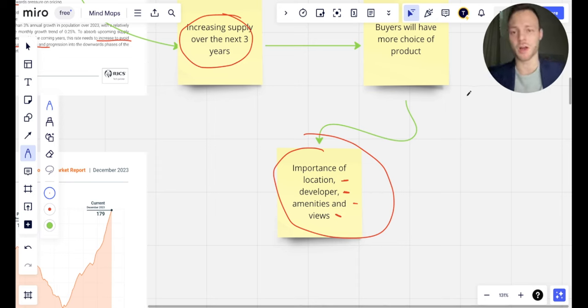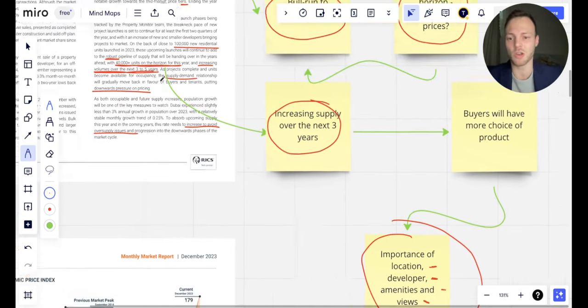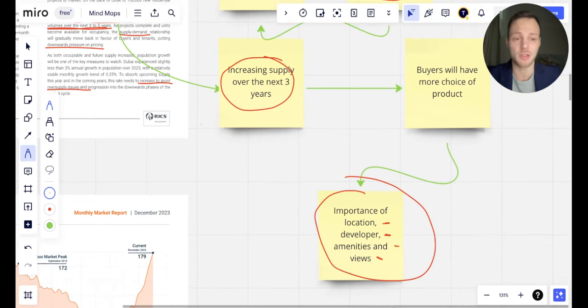This is going to become even more critical if you go and purchase from a poorer quality developer where there's not the demand for their product, or unit type, then you could be in a position where there's a lot of supply coming onto the market and your investment won't perform as strongly.